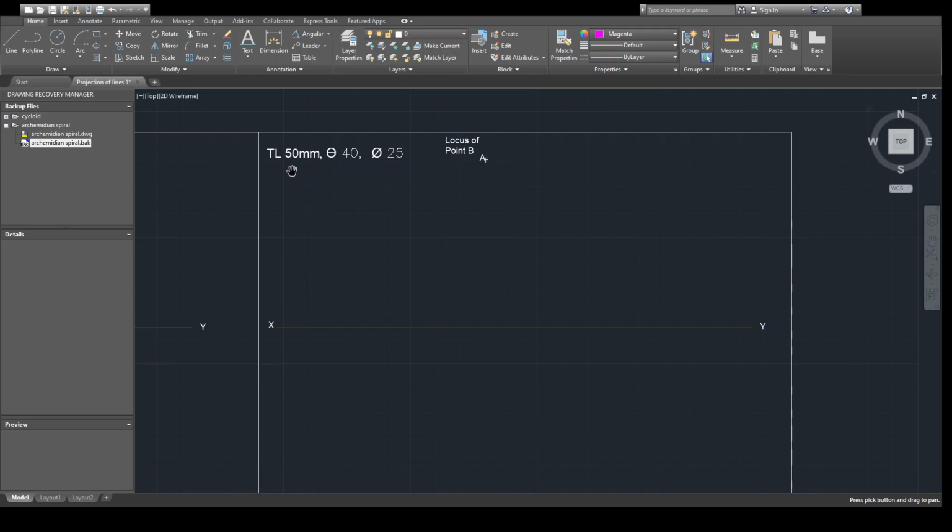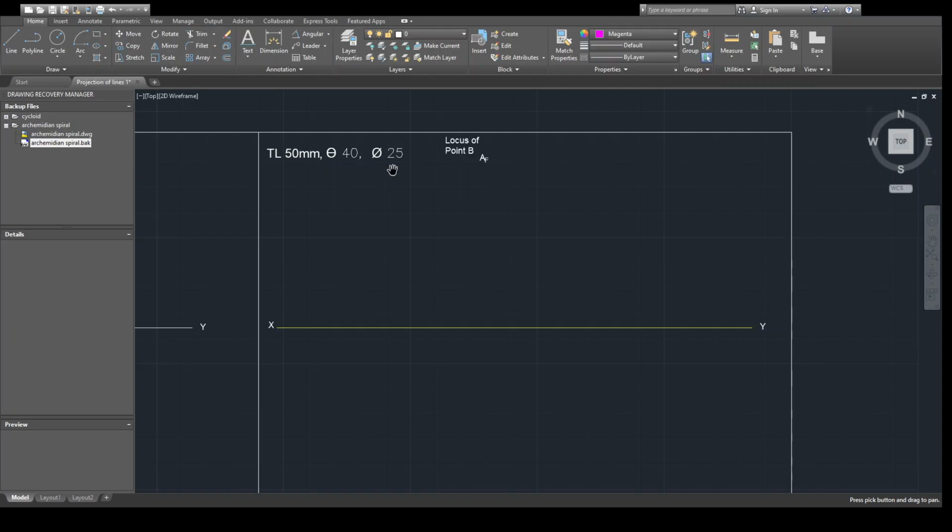True length is 50 mm. Inclination with respect to HP is 40 degree and inclination with respect to VP is 25 degree. And we need to find out the front view and top view of a line. Or in other words, you can find out the angle alpha and beta. Remember, alpha is the inclination in case of front view and beta is the inclination in case of top view, or alpha is the inclination with respect to HP and beta is the inclination with respect to VP.